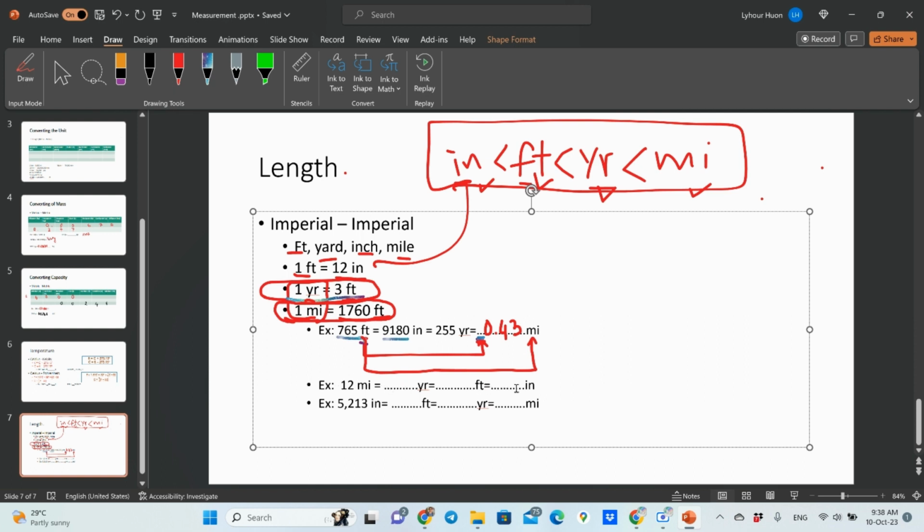Mile to inch. Yard. So the conversion will be from miles to feet. Here we have 1 mile equal to 1,760 feet. So we can convert from mile to feet, and then from feet to yard, feet to inch.